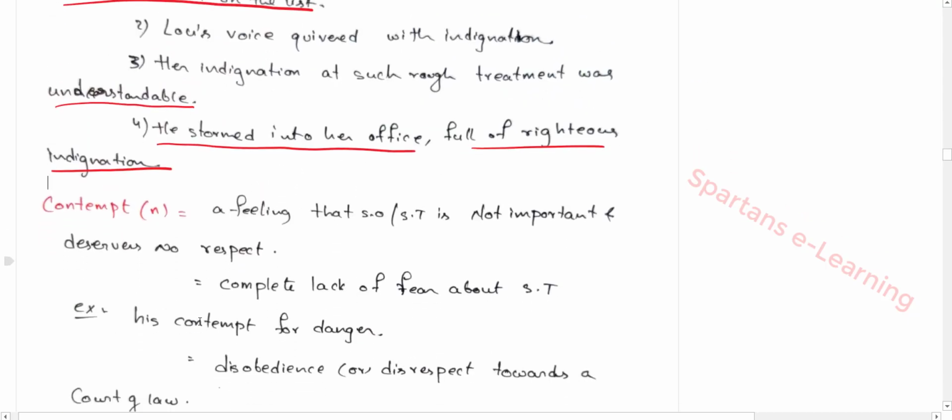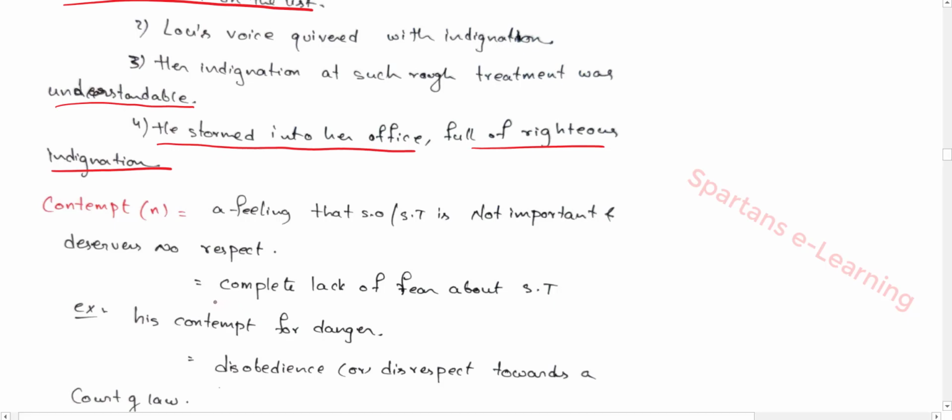So next word is contempt. Contempt, you know this. It is a noun, a feeling that someone or something is not very important and actually doesn't deserve respect. So having a feeling that others do not deserve proper respect, that feeling is called contempt. So you despise them, you hate them, you look down upon them, right?